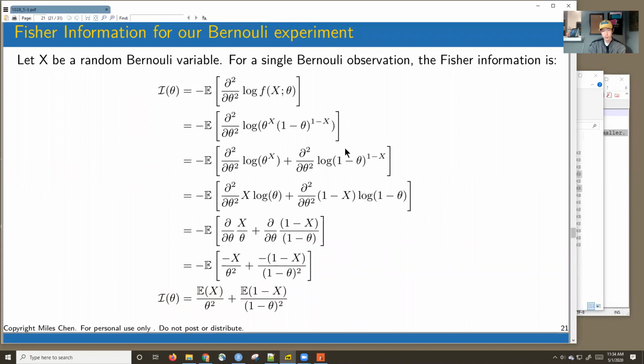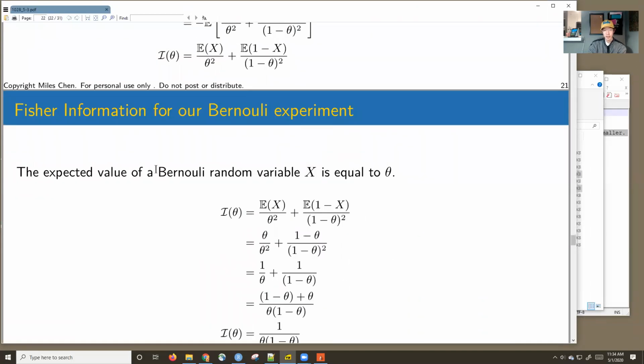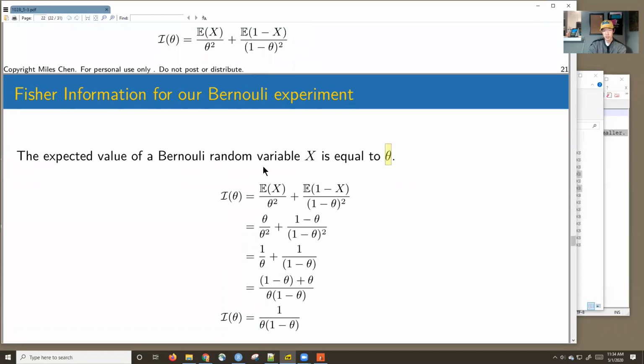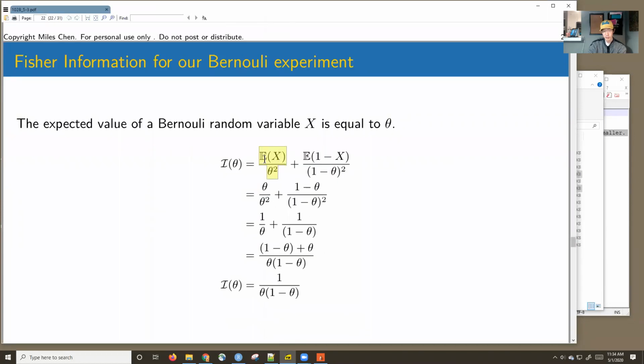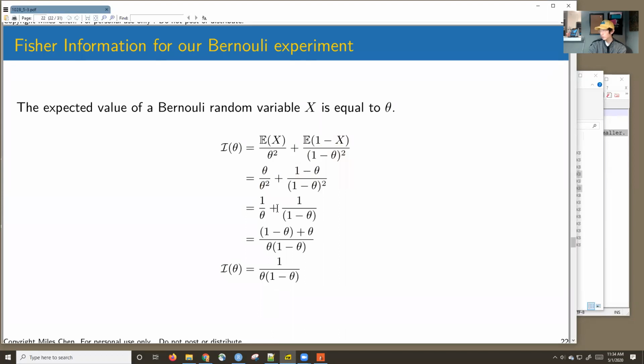And so for our Bernoulli random variable, the expected value of x is equal to theta. This is where I left off. The expected value of x is theta. The expected value of 1 minus x is going to become 1 minus theta. And that simplifies to 1 over theta plus 1 over 1 minus theta. And then if I find the common denominator and add these together, the Fisher information is going to be 1 over theta times 1 minus theta.